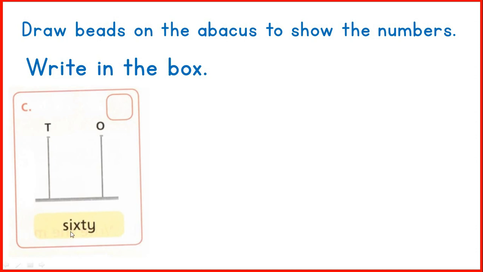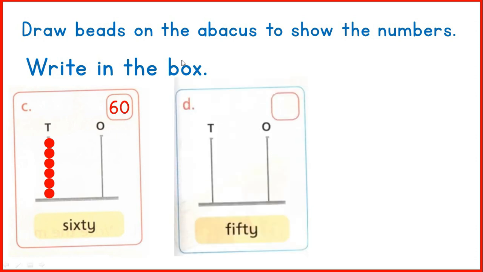Now look at the C part. Read first this number 60. Read this number 60. 60 means you have to draw 6 tens like this: 1 2 3 4 5 6. Okay, 6 beads, 6 tens means 60. Right here 60 like this.